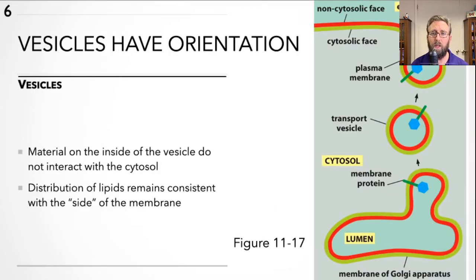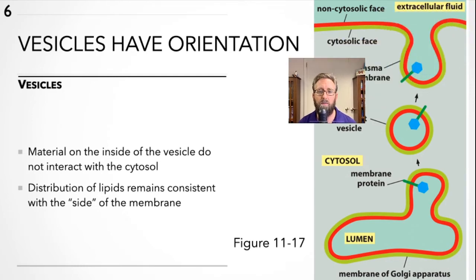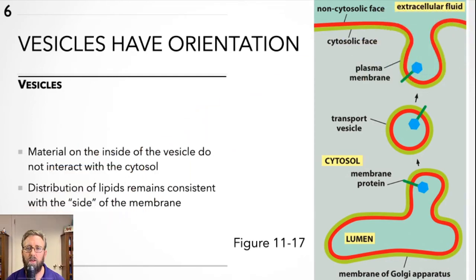When this happens, what you want to think about is that vesicles have orientation. And so when you look at this diagram, look at the Golgi, right, which is where these vesicles are coming from. And then notice that membrane protein, right, its hexagonal head is inside the Golgi. When it becomes a vesicle, that hexagonal head is inside the vesicle. When it joins with the plasma membrane, that hexagonal head is now outside of the cell. So notice that that head on that molecule never touched the cytoplasm.